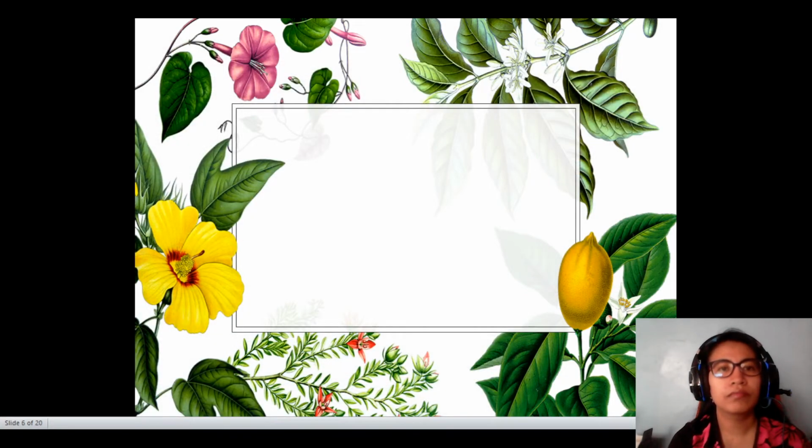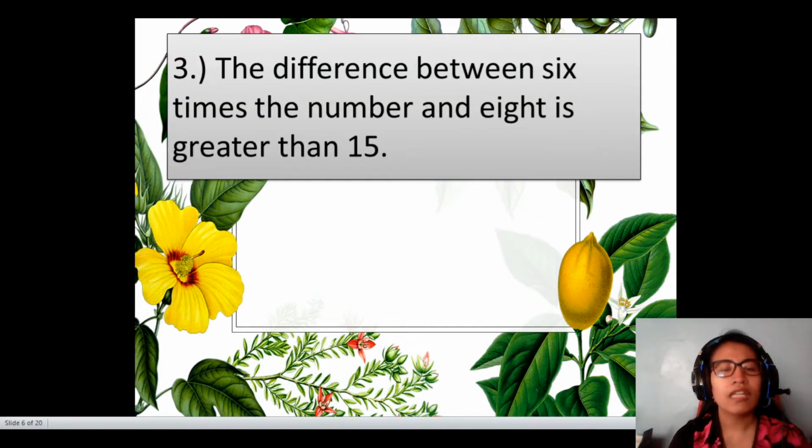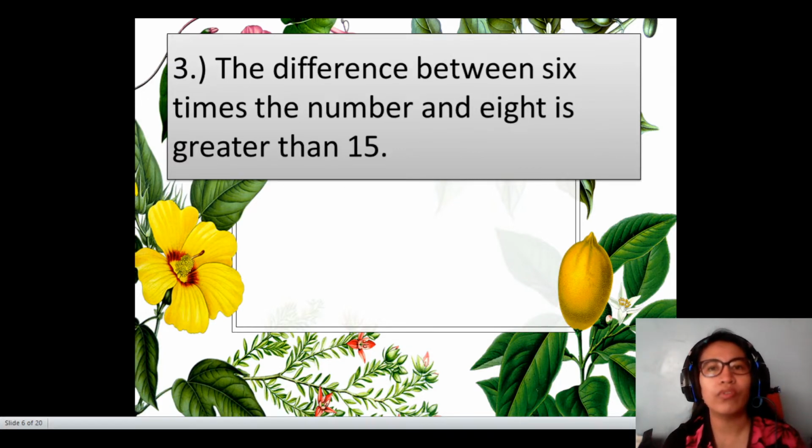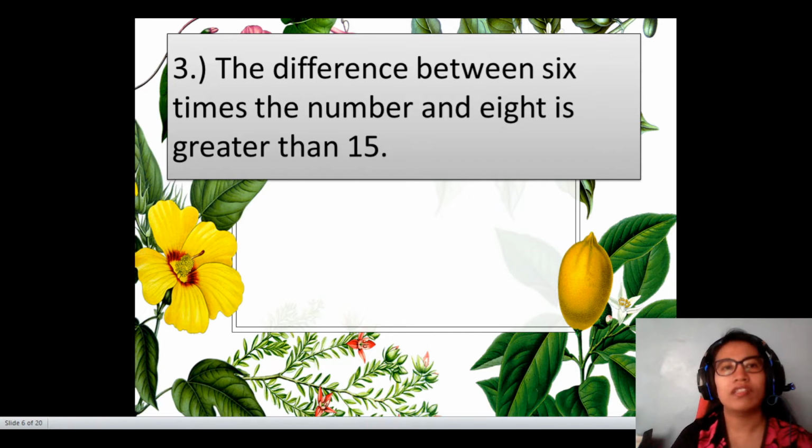So next, the difference between 6 times the number and 8 is greater than 15. So a while ago, our number 1, number 2 example is what we call algebraic equation. So one of our objectives is for you to identify whether it is equation or inequality. So equation just has the symbol equals, of course. But when we have inequality, it can have the symbol less than, greater than, less than or equal to, greater than or equal to, or also not equal to.